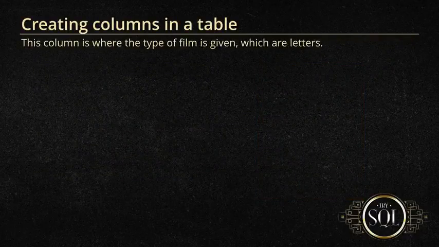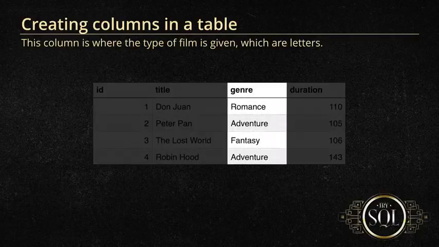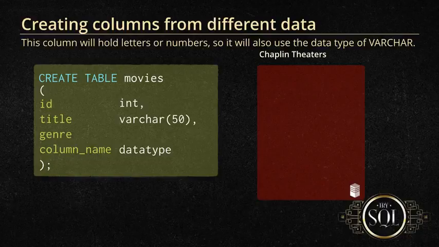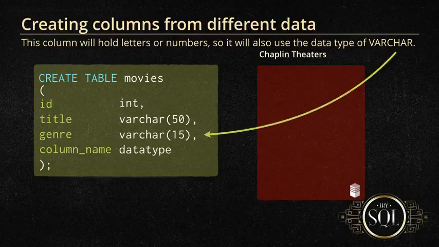The third column on the spreadsheet has a name of genre, which appears to hold a description of the type of film for each movie. This value, like the previous title column, is made up of a string of letters as well. Like the title column, we will make the genre column a data type of varchar. Usually, a film's title can be longer or shorter than its description. Therefore, we'll give the genre a lower maximum variable character length of 15.